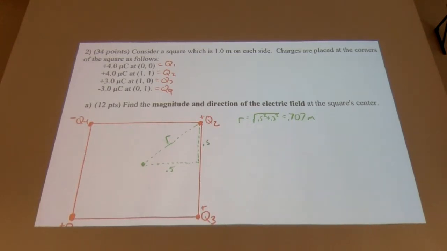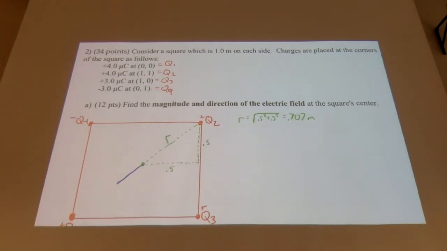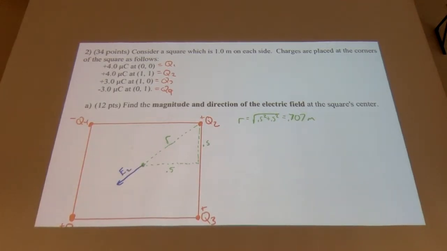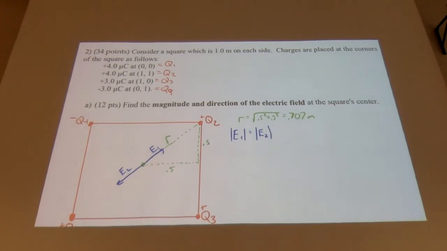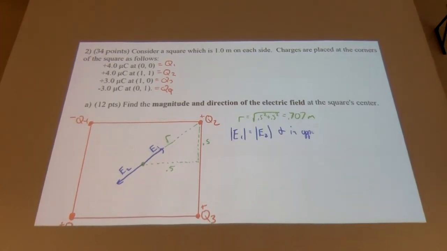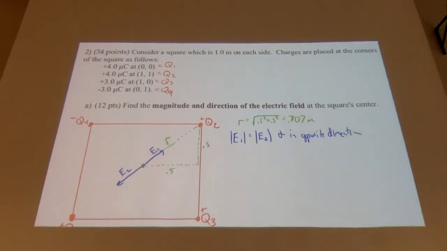So we could draw two vectors here. We could say that maybe this vector is electric field from 2, and this vector is electric field from 1, and they're in the opposite direction, and they are equal. You could do the calculation and see that that's true. So we could say that the magnitude of E1 is equal to the magnitude of E2, and in opposite direction. So they cancel out.